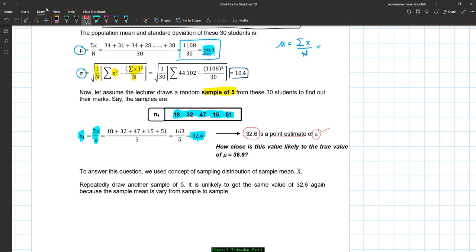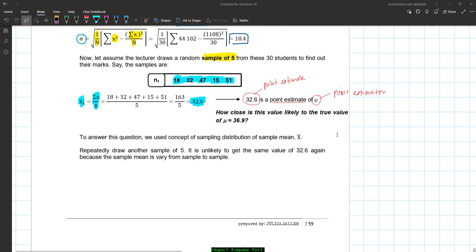So mu is our point estimator. Remember this: this is our point estimate, right? Remember this term, it is a very important term because we are in the estimation topic.